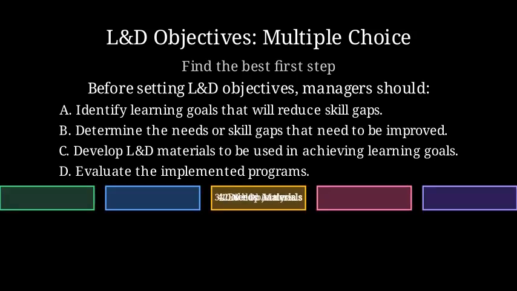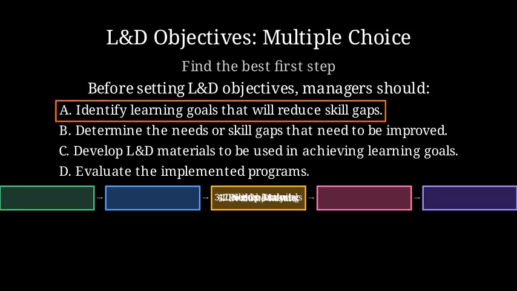To make sense of this, let's build a simple L&D process flow. In most organizations, there is a logical sequence. First, you analyze needs and skill gaps. Second, you set learning objectives. Third, you design or develop training materials. Fourth, you deliver the training. Fifth, you evaluate results. This sequence helps us decide which answer comes first.